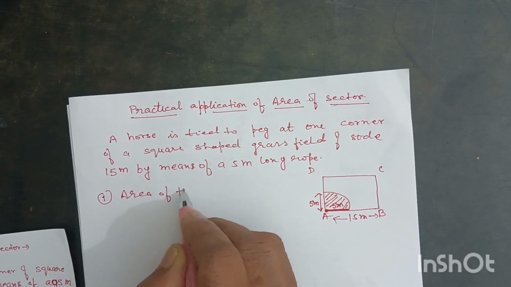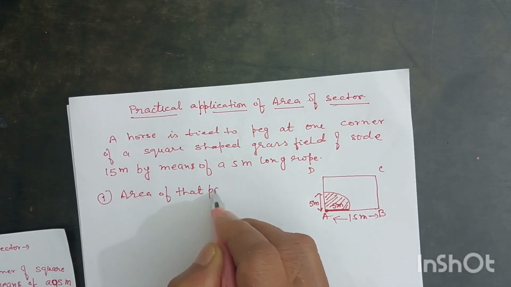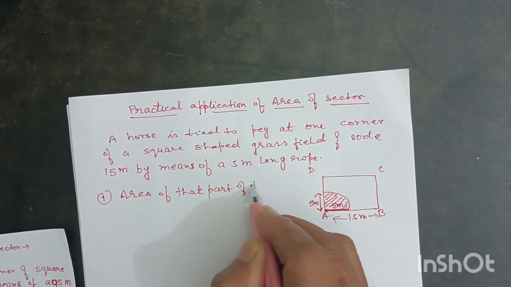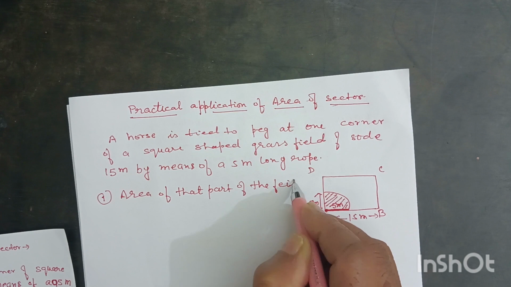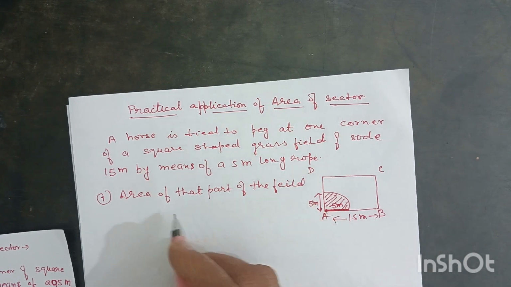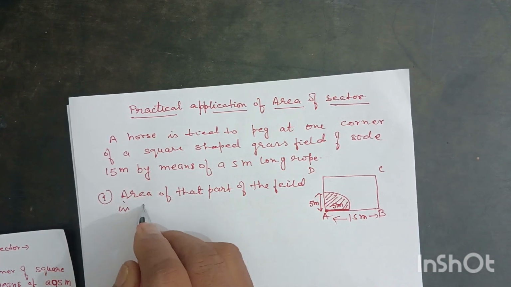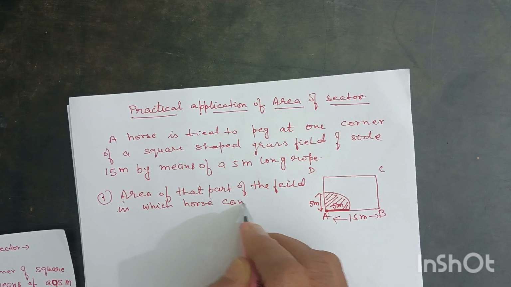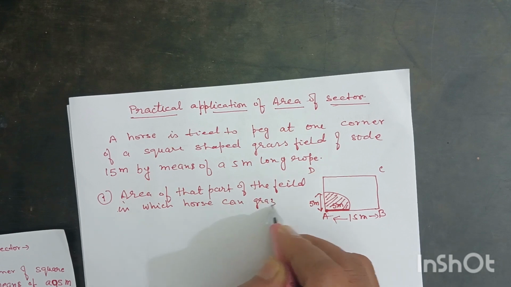of that part of the field in which horse can graze. This is the first part of the question.